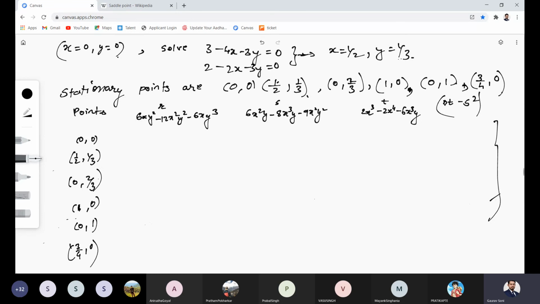In the next lecture, there is another method to find maxima, simply the extreme value, which is called the Lagrange's method. So we'll see that in the next lecture.